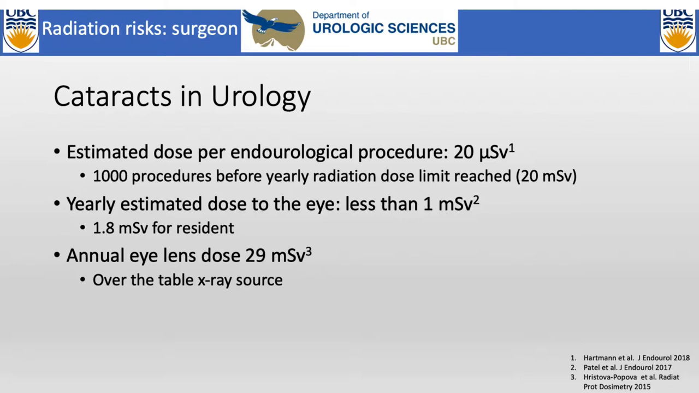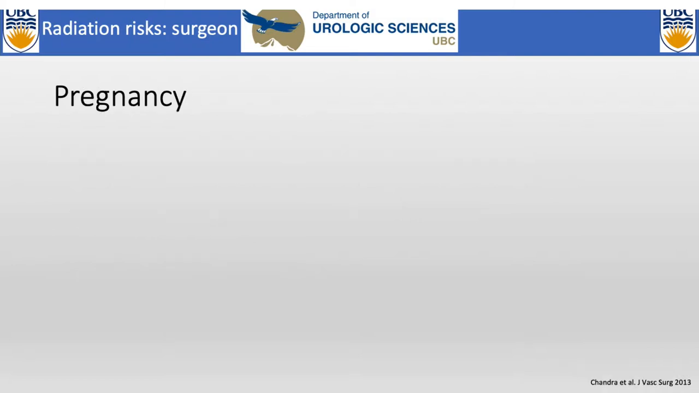Only one study has really brought into question the eye lens dose, and that was a study done out of Bulgaria using an over-the-table x-ray source, similar to what they have at St. Paul's. And they found that the annual eye lens dose for high-volume endourologists was around 29 millisieverts. So if you could continue that for your entire career, you're definitely over the recommended limits.